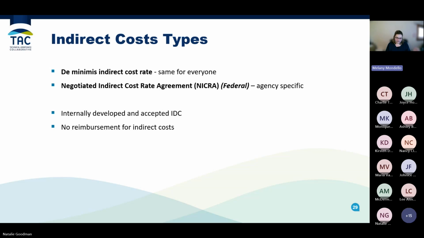Okay, so indirect cost rates. Indirect cost rates are costs, like we said, that are not traceable to a specific project, right? It's just kind of those costs that help you do your job.